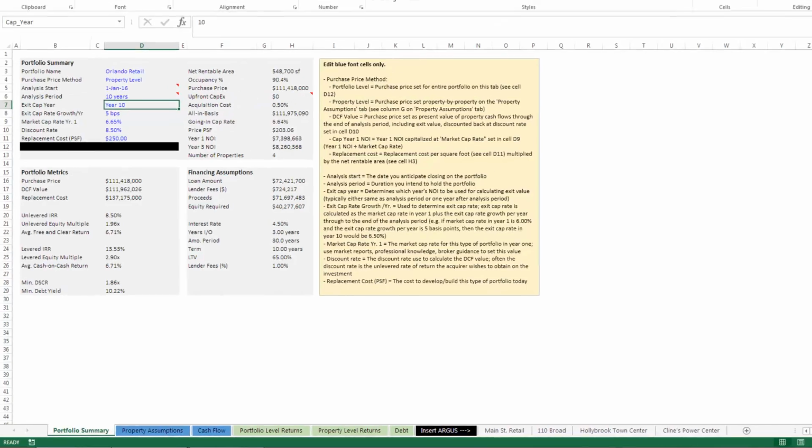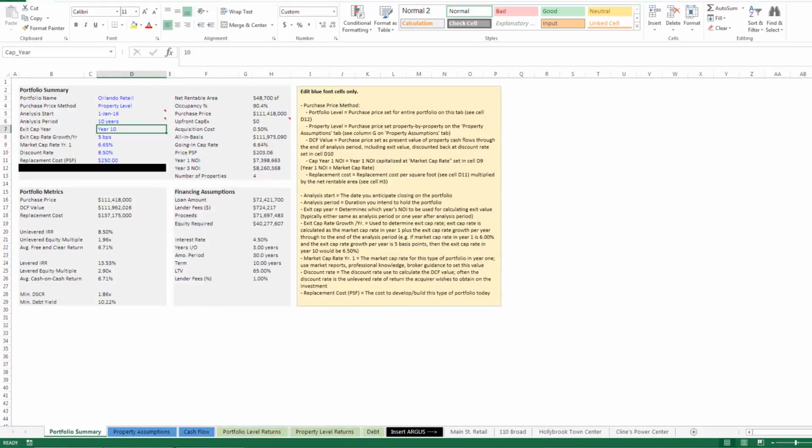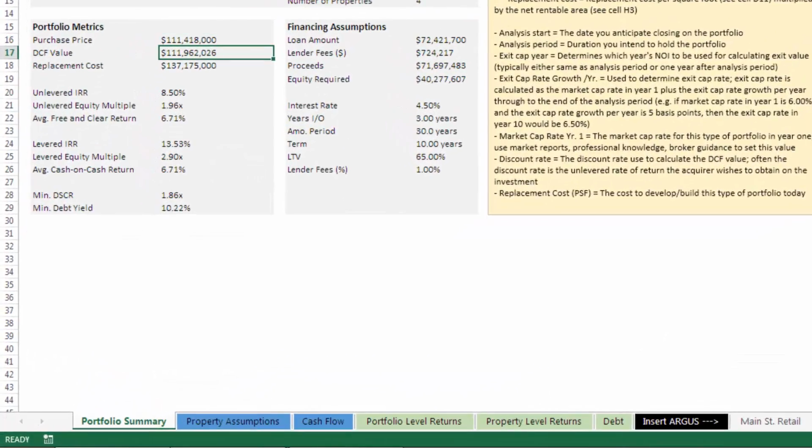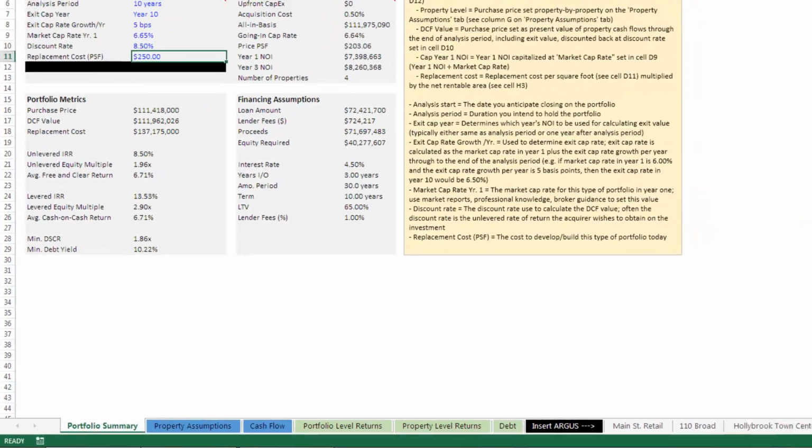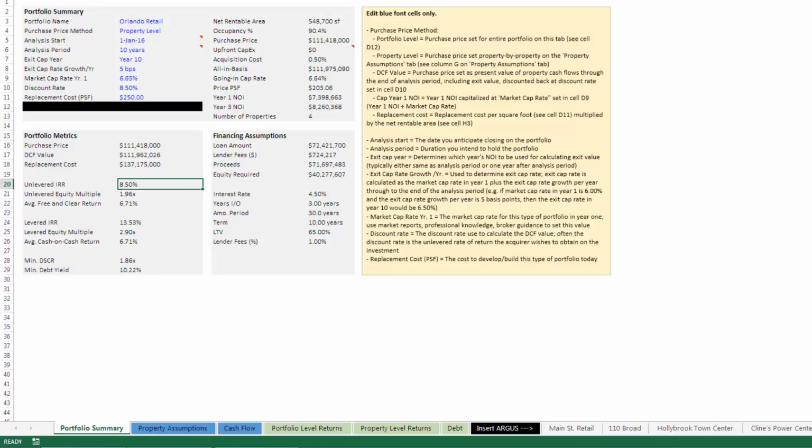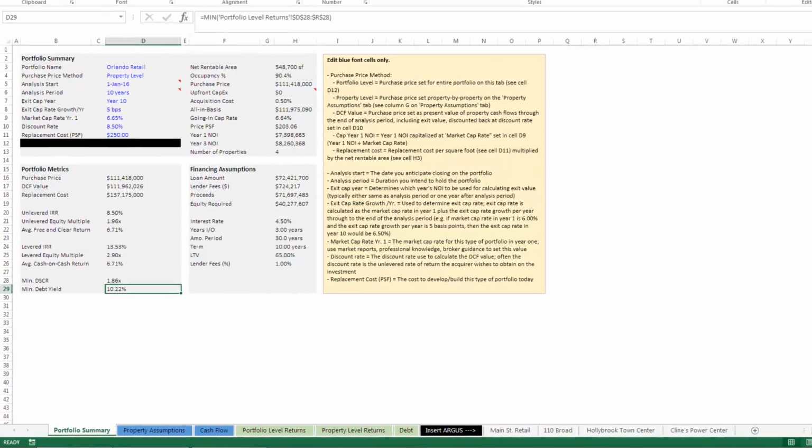So let's come back finally to your portfolio summary. We see here our purchase price versus our DCF value. They're pretty dang close, which is kind of interesting. We have then our replacement costs, and we're seeing that we're paying less than replacement costs, at least based on this assumption. We have our unlevered IRR of 8.5%. We also have unlevered equity multiple, average free and clear return, which is, think of that as cash on cash, but unlevered. And then our levered returns here. And lastly, our minimum debt service coverage and our minimum debt yield over the analysis period.